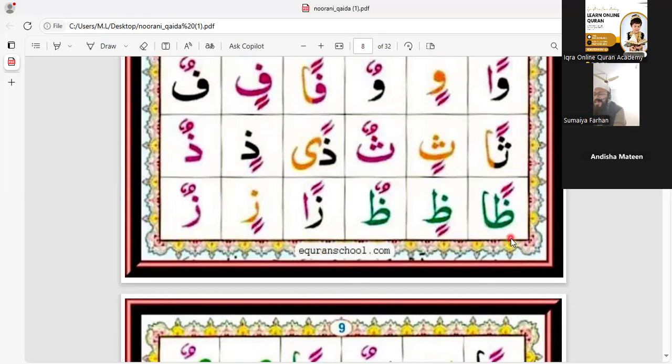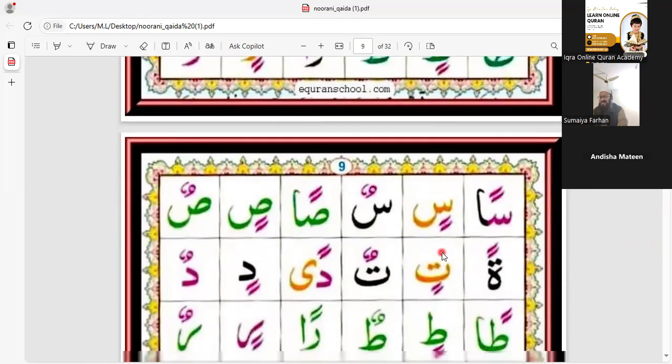Zo. Your front of tongue will touch your upper front teeth side. Can you see me? Zo. Zo. za, yeah. Zon. Win. Zun. zan, zin, zun. Good.